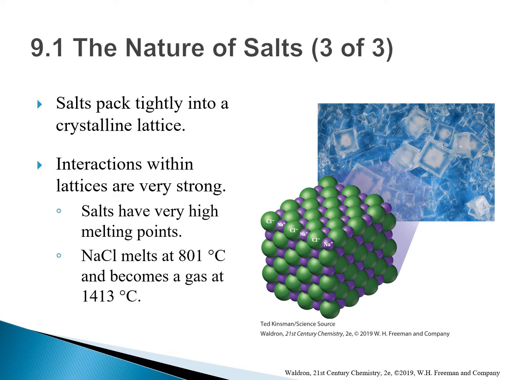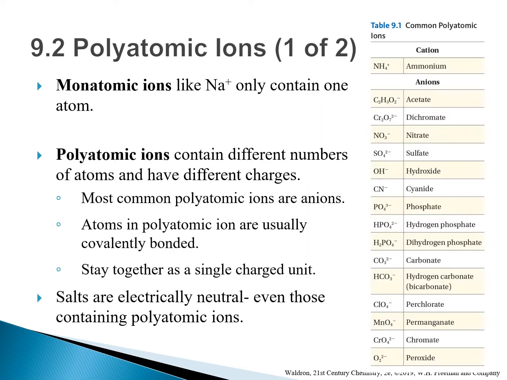These ultra-strong ionic interactions within the crystalline lattice cause salts typically to have an extremely high melting point. For instance, sodium chloride melts at 801 degrees Celsius and becomes a gas at 1413 degrees Celsius. Monatomic ions are ions with only one atom involved. These ions can be cations or anions. We have seen quite a lot of them, such as sodium ion, Na+, and chloride ion, Cl-.